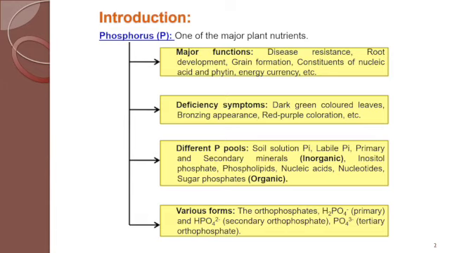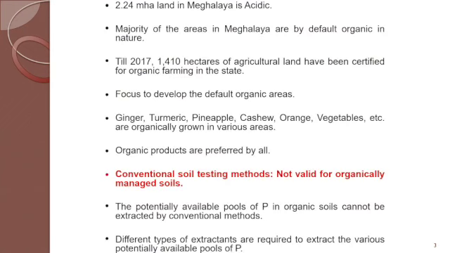Plants generally take up phosphorus in orthophosphate forms, and both the primary and secondary orthophosphates are dominant in neutral soil pH around 6.5 to 7.2. However, towards the acidic side, the dominance of primary orthophosphate is quite evident, and towards the alkaline side, the dominance of secondary orthophosphate is quite evident, say at around more than pH 7.2.